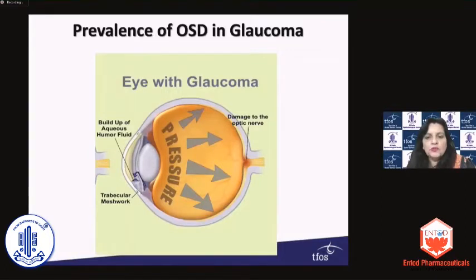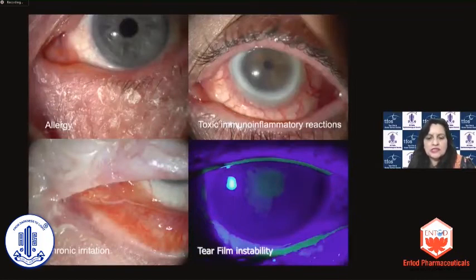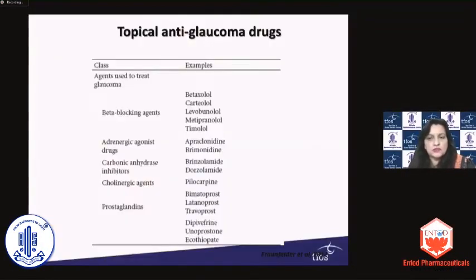Then when we come to glaucoma, the glaucomatous patients are in the age group where dry eye can occur, because glaucoma is generally diagnosed when the patients are old. And because of the medication itself, the prevalence of ocular surface disease in glaucomatous patients is almost 60%. So one has to be careful about these conditions. Then there could be a toxic immunoinflammatory reaction because of the drug itself, or the patient may be allergic to some component. Then there can be tear film instability because of the preservative which is used in the drugs.